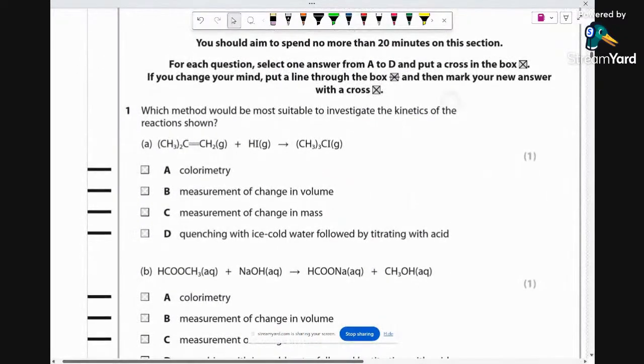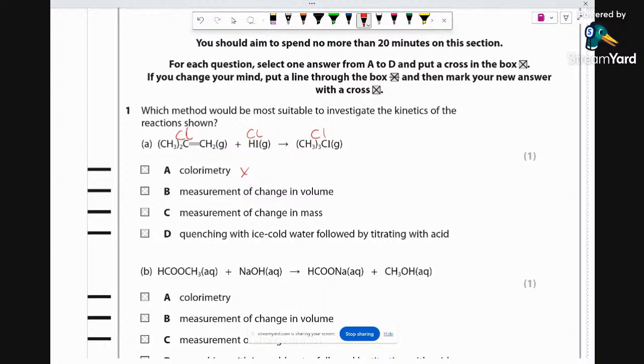Question number 1: which method would be most suitable for investigating the kinetics of this reaction? It's an electrophilic addition reaction, and I've got all gases. The first one is calorimetry. Calorimetry, no, not going to be useful because the alkene is colorless, HCl is colorless, and 2-iodo-2-methylpropane is also colorless. So calorimetry is out of the question.